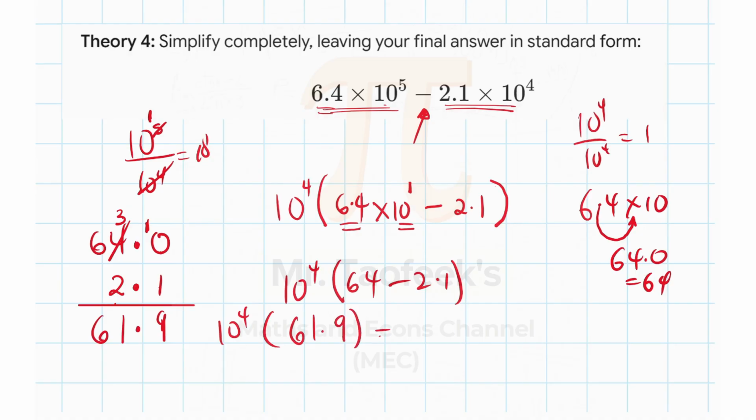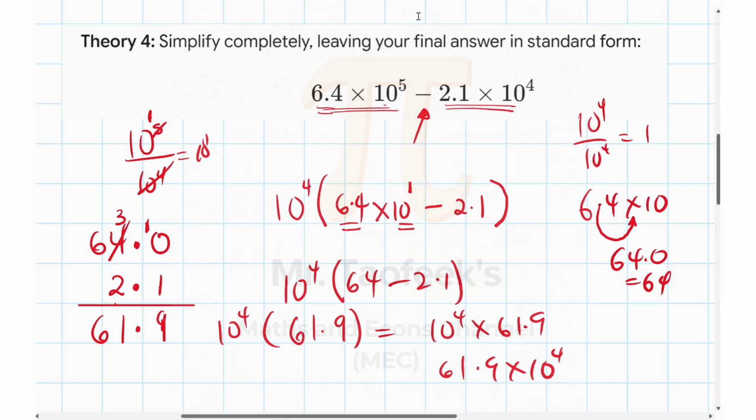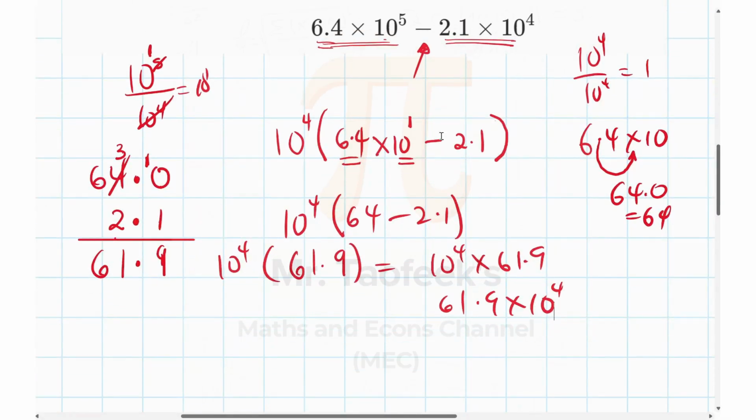Then this is just the same thing as 10 to the power of 4 times 61.9. Or we can say 61.9 times 10 to the power of 4. Well, some people will think, yay, we got the answer. But nope, you haven't. Because this 61.9 is not yet in the standard form. So that was the trick they're trying to play with you in this question. So since we know that, let's quickly do that.